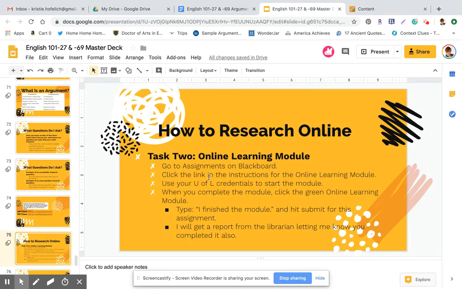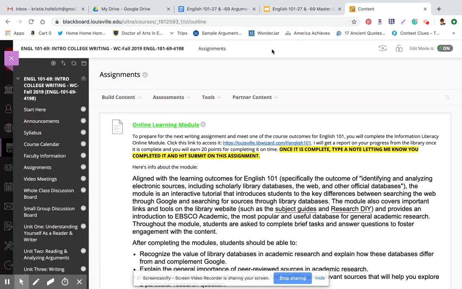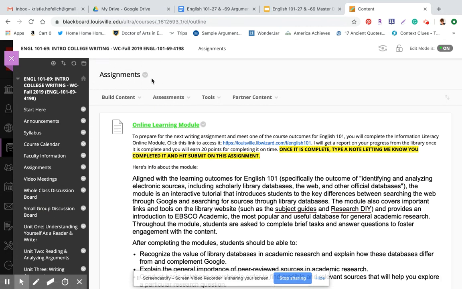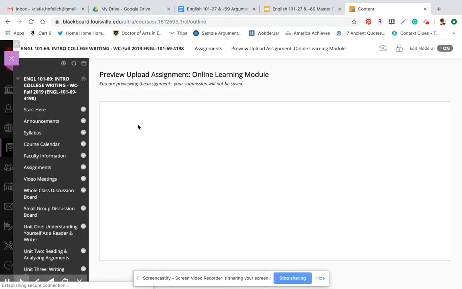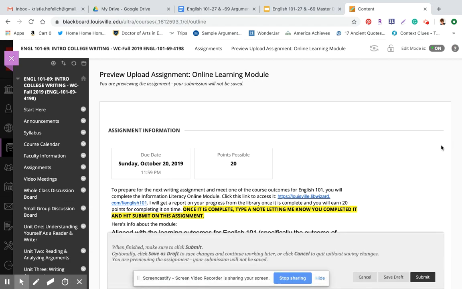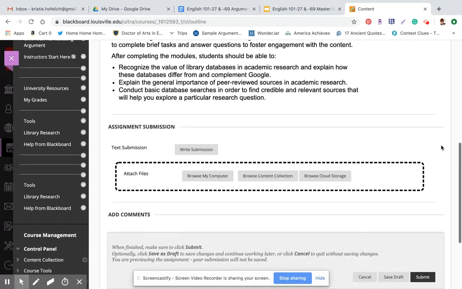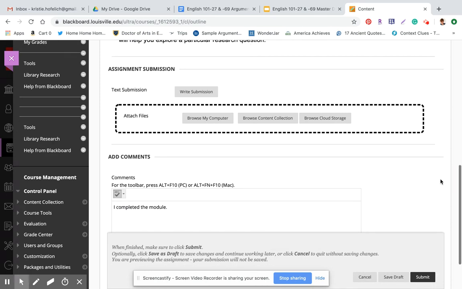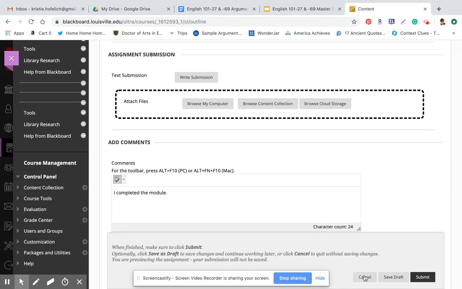So here are some instructions about what to do on that. When you're finished with that, though, you have to actually click this, which is green online learning module. Remember, this is an assignment. Click this when you're done with the online module. Go down to the bottom and type, "I completed the module," period. Then you go down to the bottom and you hit submit. I'm not going to do that, for obvious reasons.